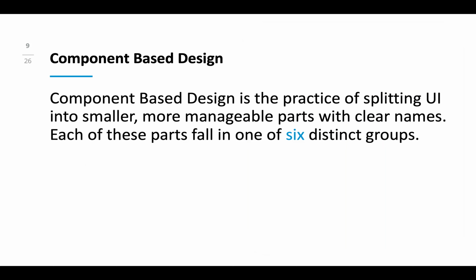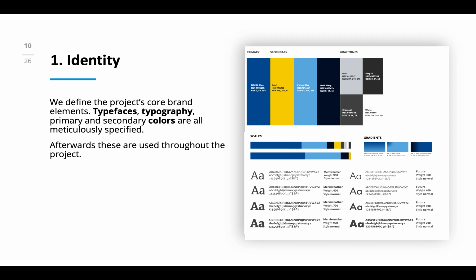So component-based design, at its essence, is simply splitting UI into much smaller, manageable parts with very distinct naming. And it's actually broken down into 6 very distinct groups. So at the start, group 1 is your identity. Most of the time, this is what we've commonly seen as styles. Your brand style guides.